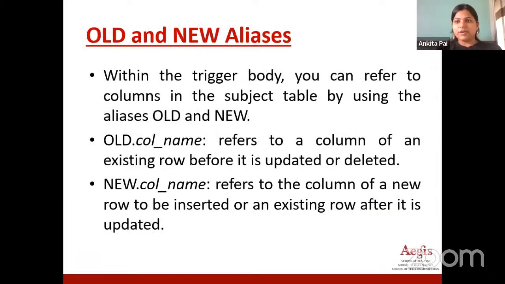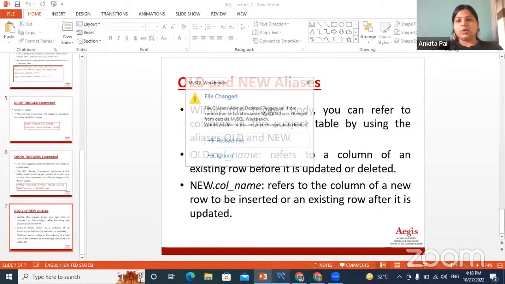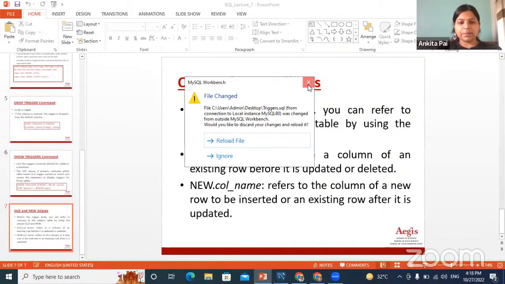I hope that's clear to everyone how to create a trigger, and once the trigger is created, how to drop it if it is not required. And if I want to see the different triggers associated with a table or a database, then you will make use of the SHOW TRIGGERS command. And within a trigger body, along with the column name, you will have to mention old dot column name or new dot column name, depending upon what you are going to write. So now let me take you to the practicals.